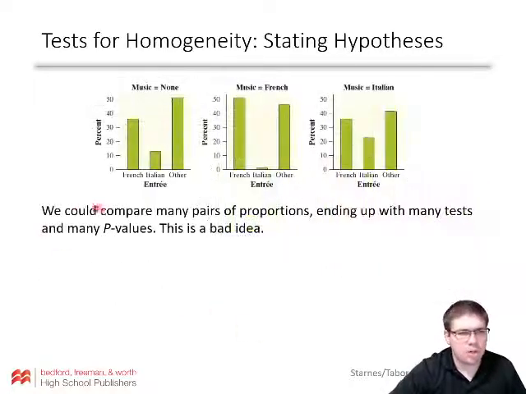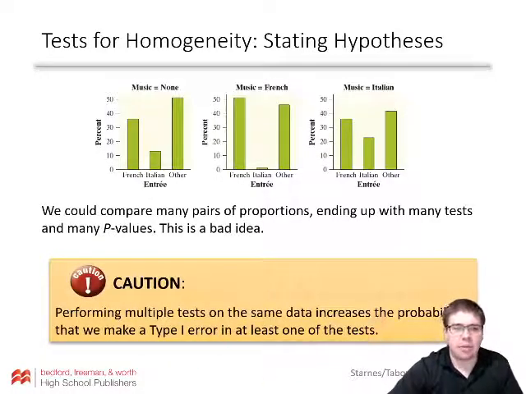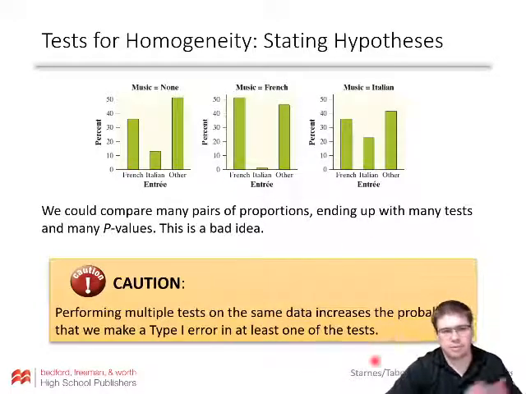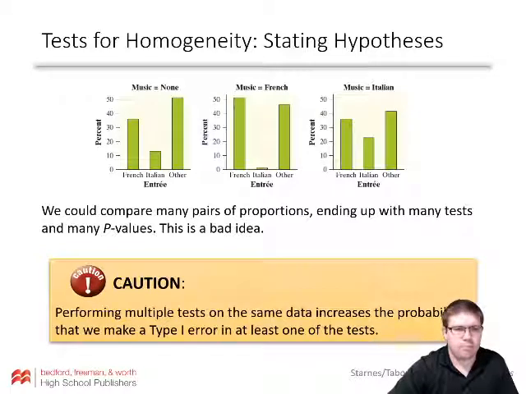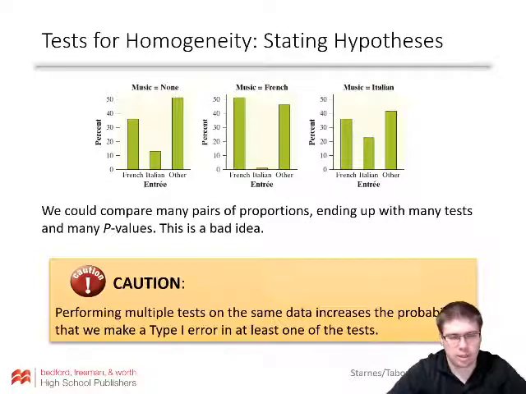So we could compare many pairs of proportions, ending up with many tests and many p-values, but this is a bad idea. So I could see, is the proportion here different than this one? P1 minus P2, we could do a two proportion z-test here, or compare this proportion to that one, or this one to that one, or we could do a whole bunch of significance tests. The problem is we're going to be doing multiple tests. So performing multiple tests on the same data increases the probability that we make a type 1 error on at least one of the tests. If we do a whole bunch of tests, you're going to get that false positive just by chance 5% of the time. So if you run 20 tests, you're going to expect one, even if there is no difference.